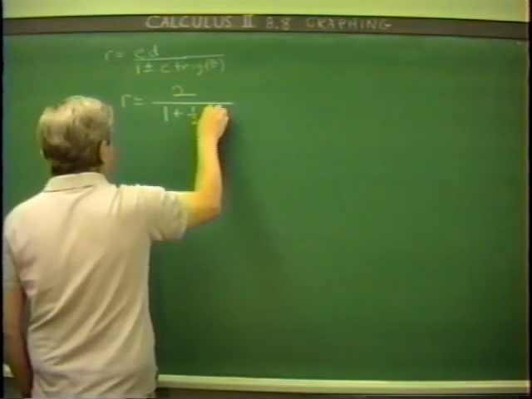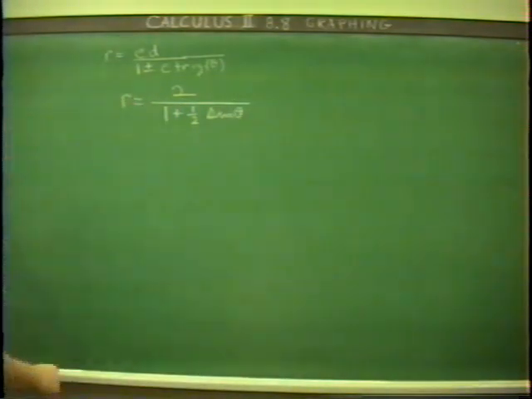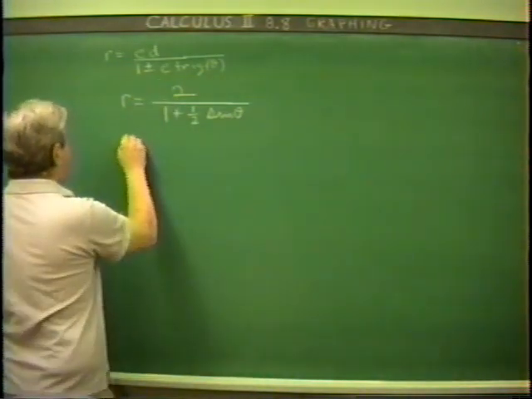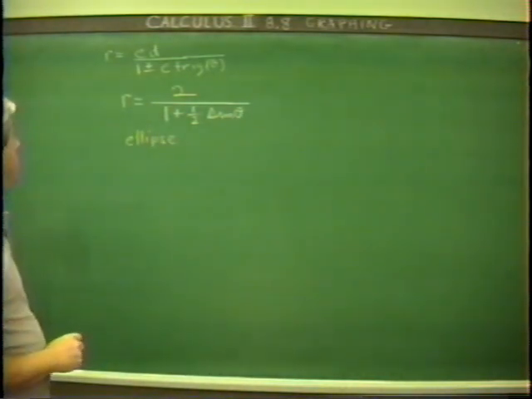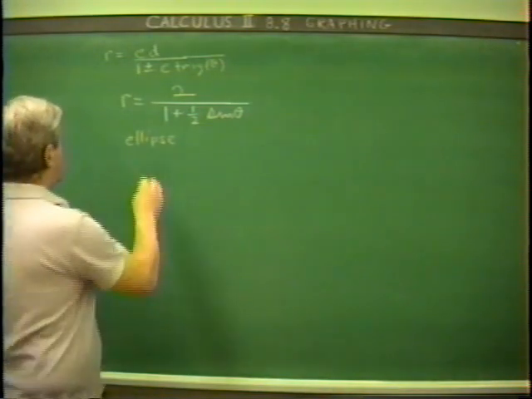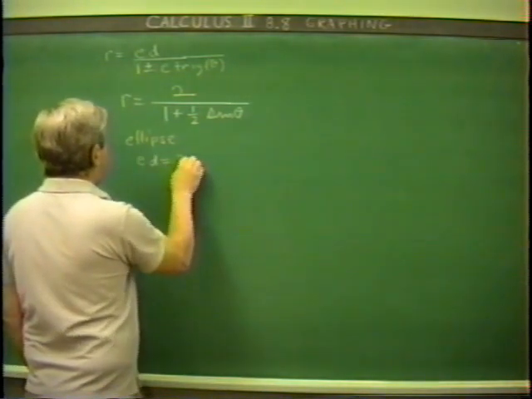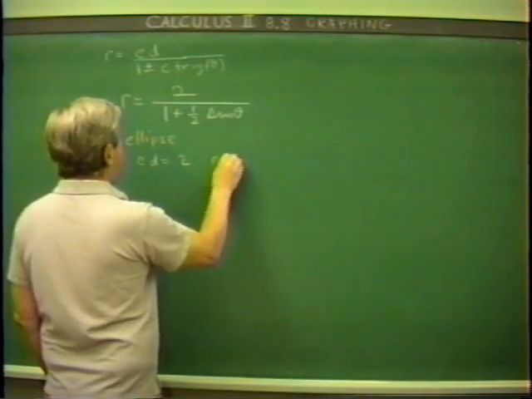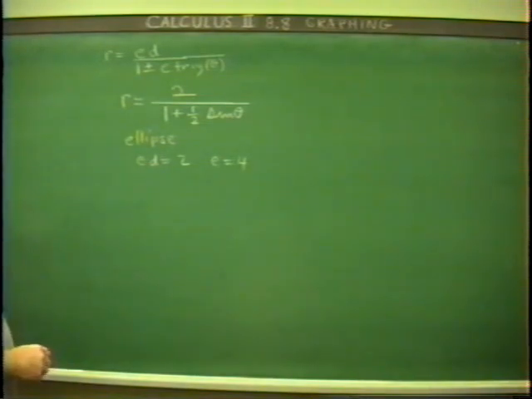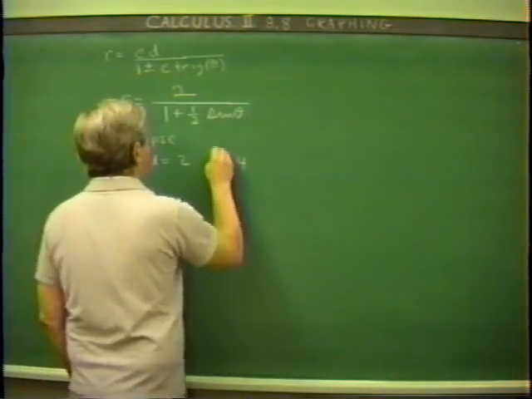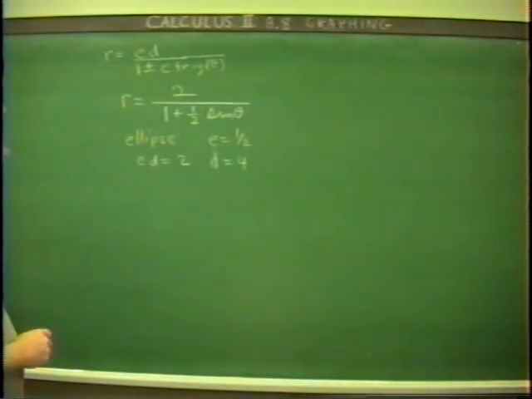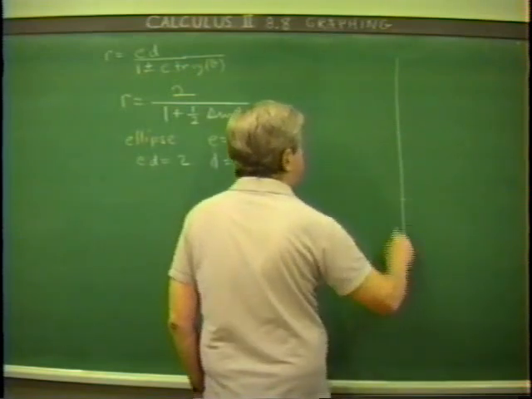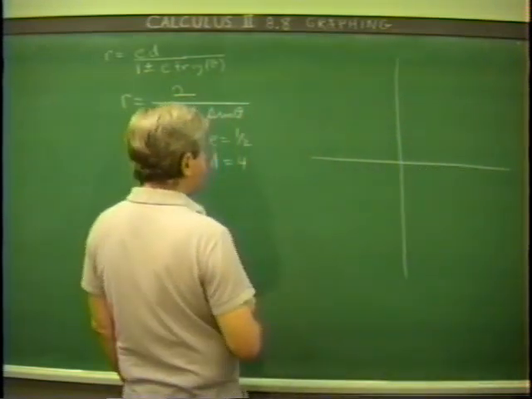Let's look at r is equal to 2 over 1 plus a half sine theta. Here e is going to be a half, so this ought to be an ellipse. ed is 2, and e is a half, so d is equal to 4. e is a half, d is equal to 4. Okay, so let's graph this.